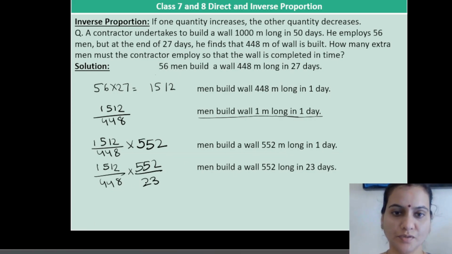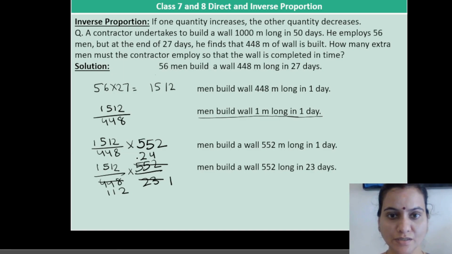So let's try to cancel out. 23 ones are 23, 23 twos are 46, so 56 minus 46 is how much? That is 9, so 92. 92 means 23 into 4 is 92, so 24 comes here. Now let's divide here. 4 ones are 4, 4 twos are 8, 4 sixes are 24, 6 ones are 6, then 5. Then what can we divide? 2 threes are 6, 2 fives are 10, 2 sixes are 12.